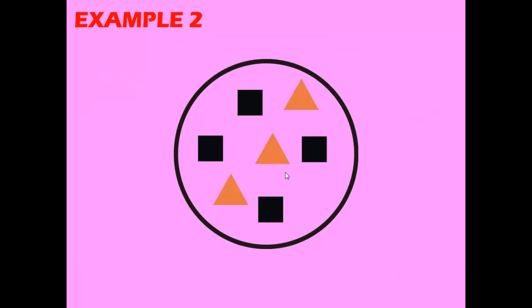Here's our second example. Ask yourself, is this a pure substance or is this a mixture? As I'm looking at this sample, I don't see the same particle repeated again and again. Instead, I see some that are black squares and some that are orange triangles. And it looks like they're kind of all being physically thrown together. That's why this is a mixture of things.